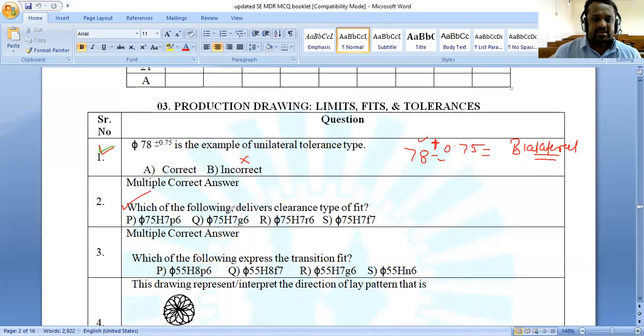Okay, then can we take this example? Which of the following gives the clearance type of fit? And how to identify? One by one we have to check. First is EH7 slash P6. Then second is EH7 G6. Third is EH7 R6. Fourth is EH7 F7. Then tell me the types of fit.